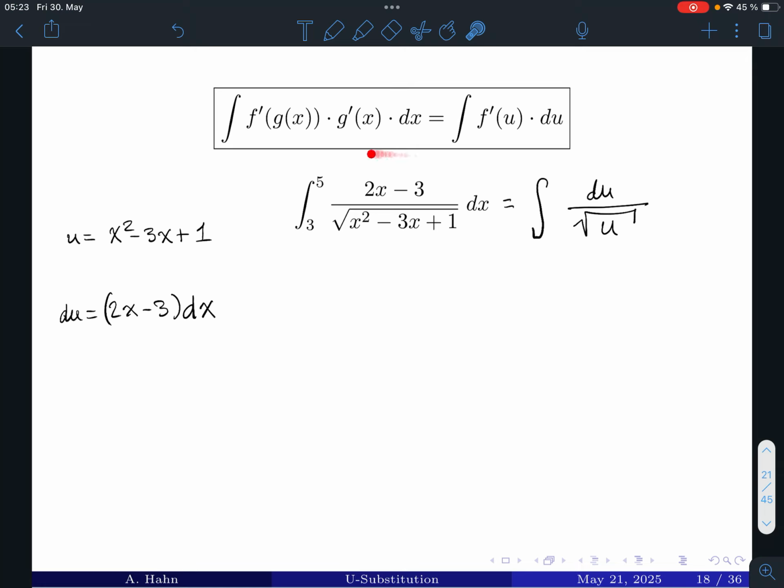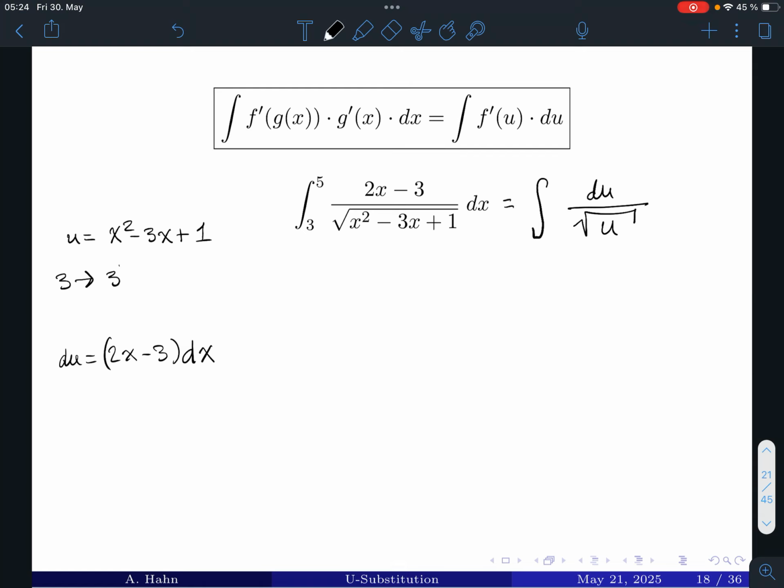And then it's really tempting to just bring over the 3 and the 5. However, that's not right. Why that's not right is because this entire integral is in terms of x, and we want this entire integral to be in terms of u. These are x values, so this is saying from x is equal to 3 to x is equal to 5, and we need to write down u values for our bounds.